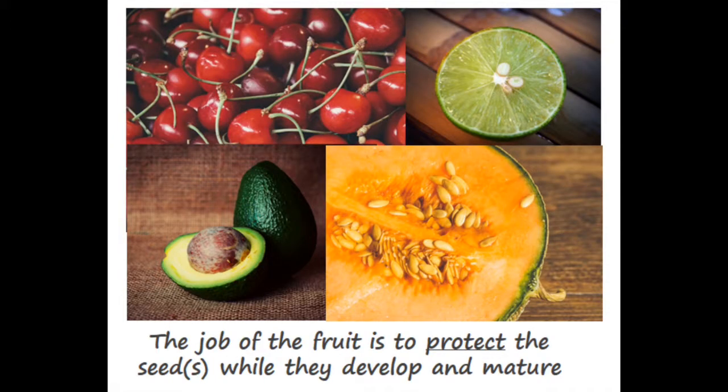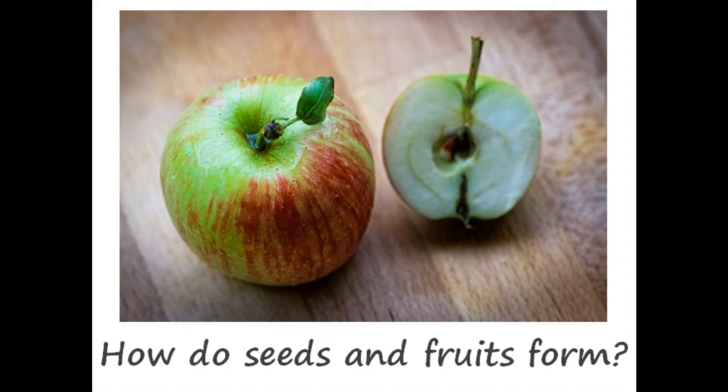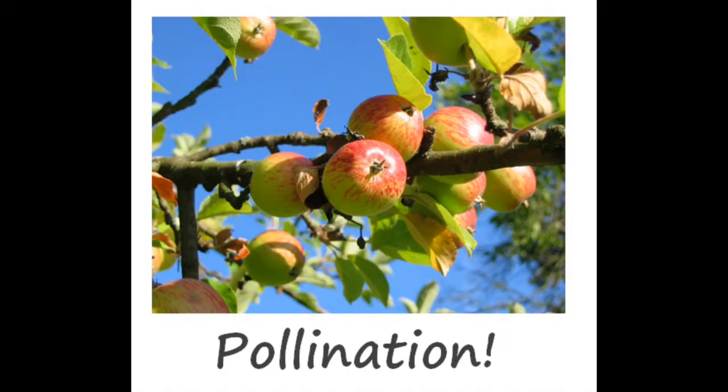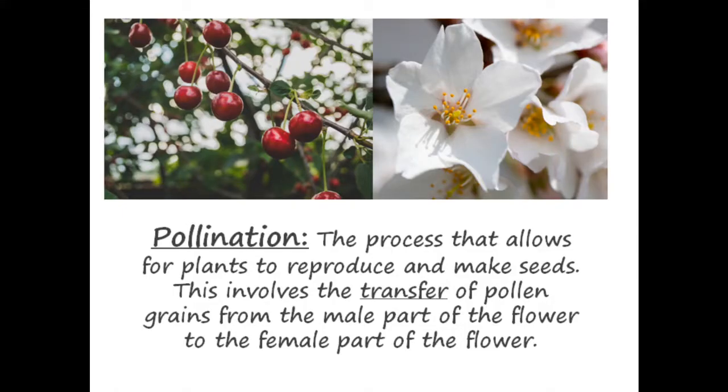Fruits have an important function or job during a plant's life cycle because they protect the seeds while the seeds are developing and maturing. How do seeds and fruits form? Pollination. Pollination is the process that allows for plants to reproduce and make seeds.